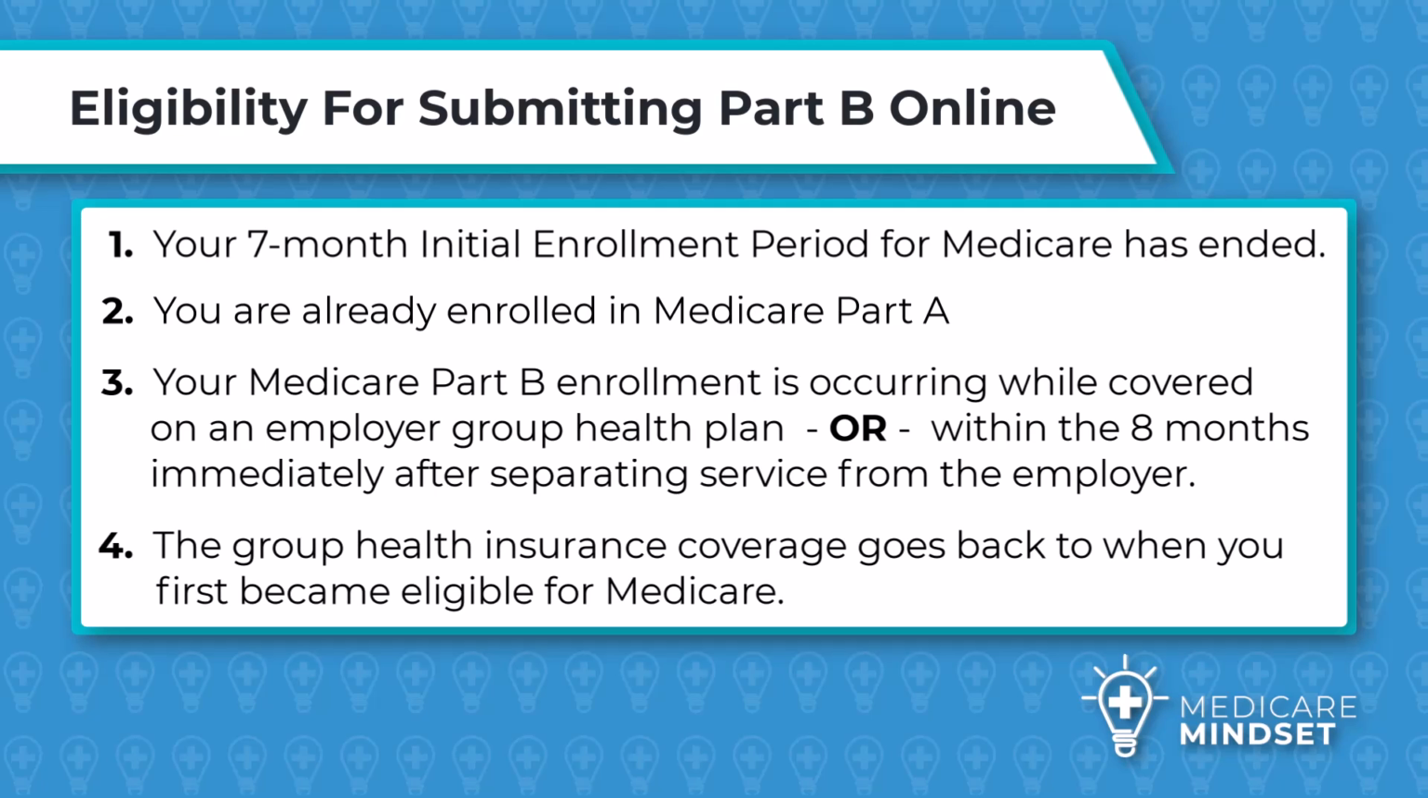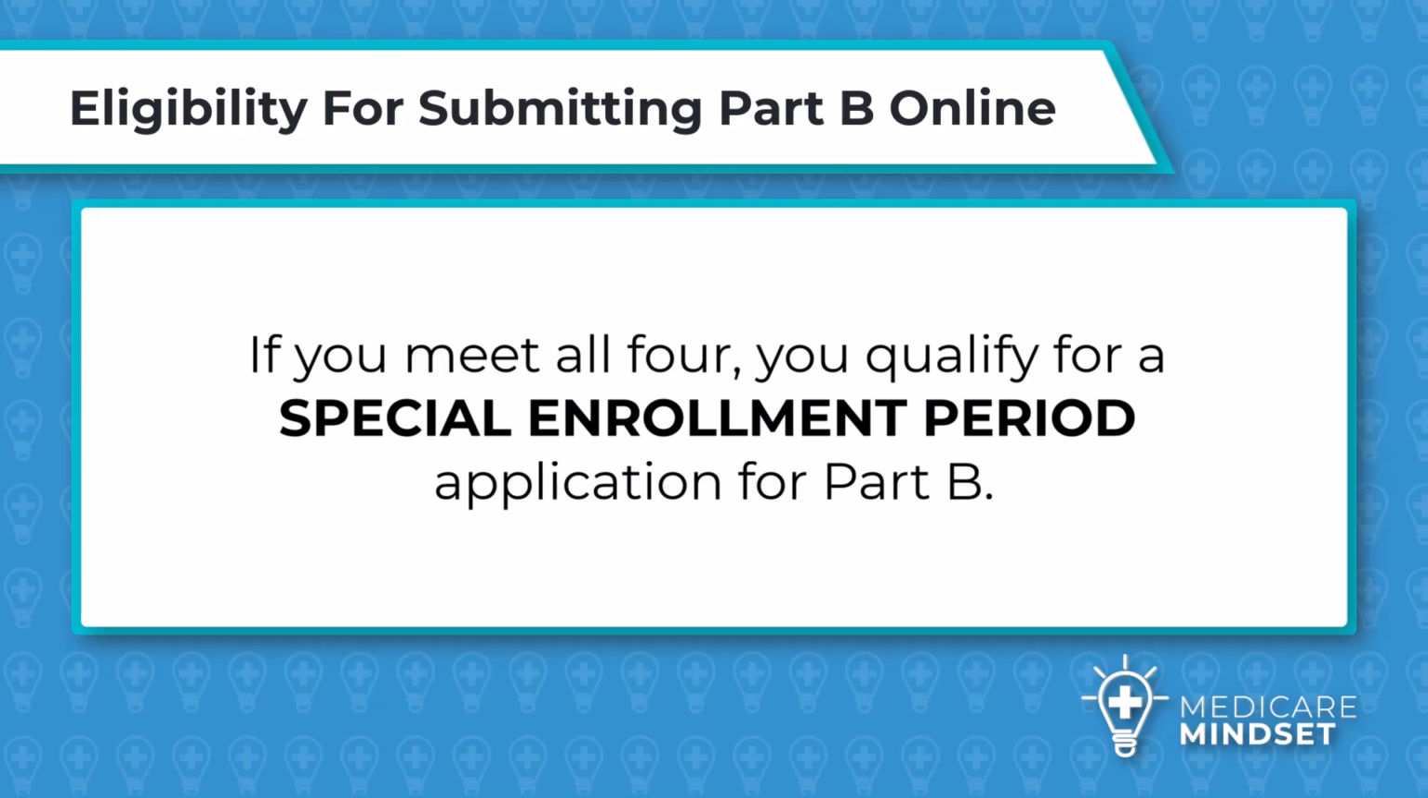And lastly, number 4, the above-mentioned group health insurance coverage goes back to when you first became eligible for Medicare. So for most people, that's when you turned 65. If you meet all 4, you qualify for what's called a Special Enrollment Period application for Part B.